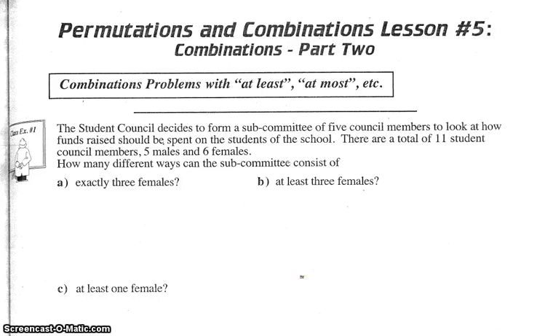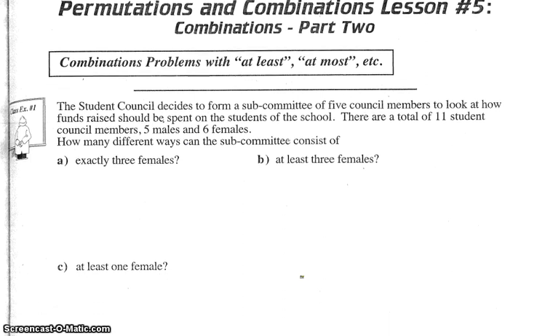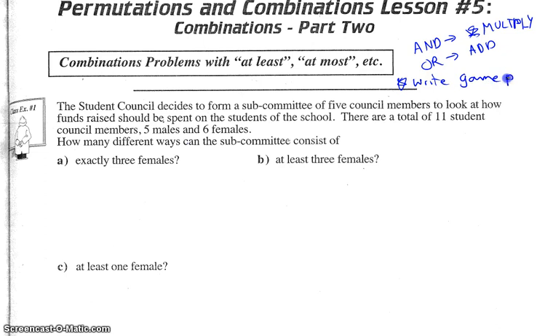Lesson 5. We're finishing up combinations, actually. We're getting into some more difficult situations with combinations, and that's really what this lesson's about. So let's take a look at the first example. Just remember, if you use the word and, you're going to be multiplying, right? And if you use the word or, you're going to be adding. Okay, that's really the key with these first few examples. And always write down the game plan first, if you know what I mean by that.